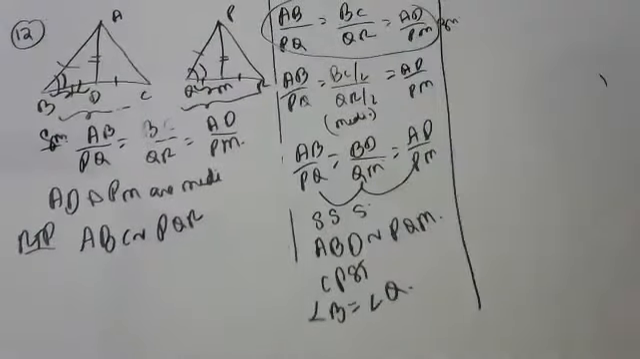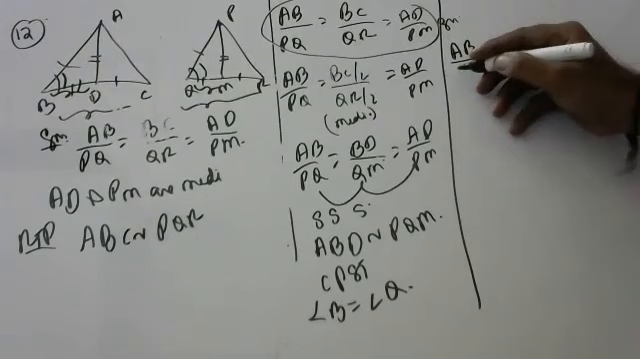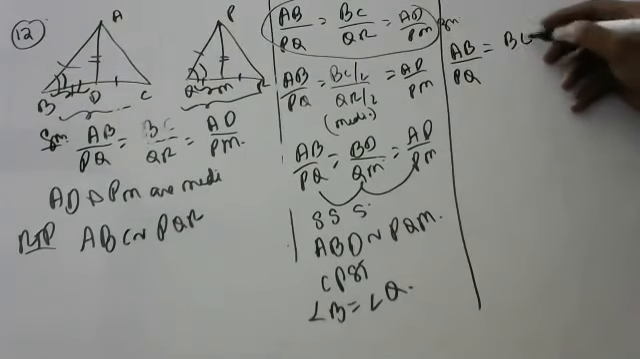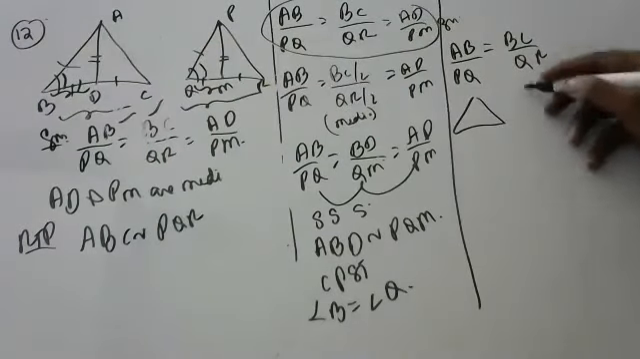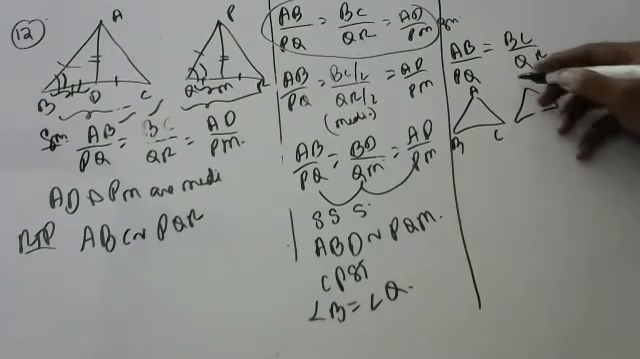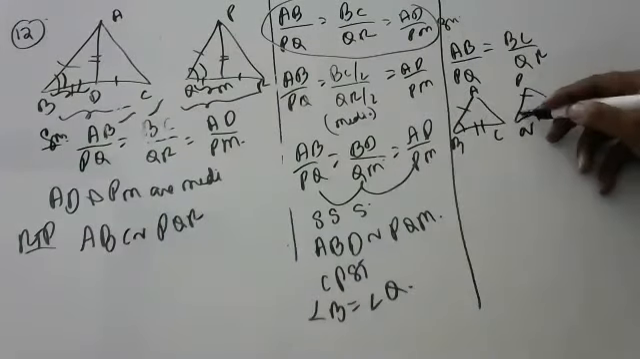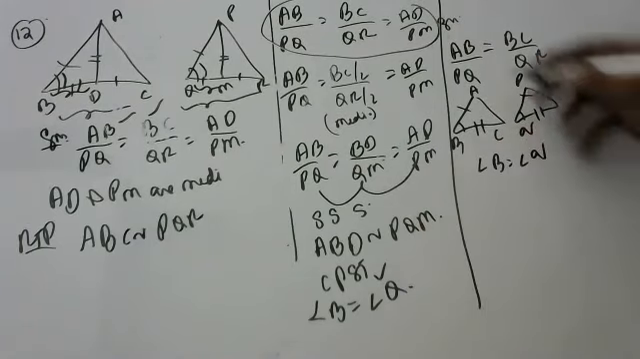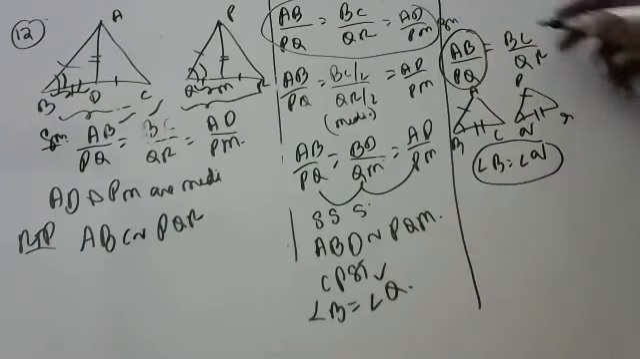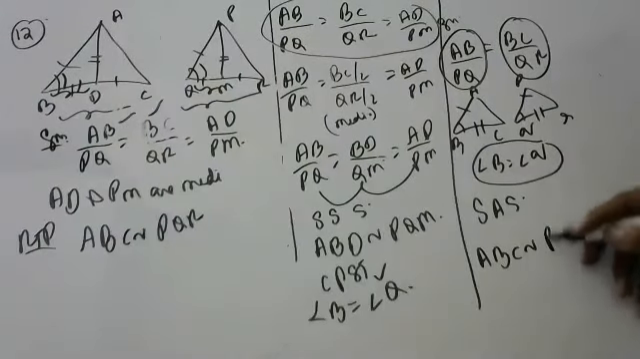Okay, children? Now see here. They already gave AB by PQ is equal to BC by QR. Please see here again. I'm showing A, B, C, P, Q, R. AB by PQ they gave, BC by QR also they gave, and angle B is equal to angle Q. Why is angle B equal to angle Q? We proved it by CPCT. So by SAS, ABC is similar to PQR.